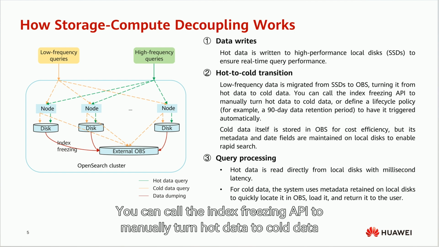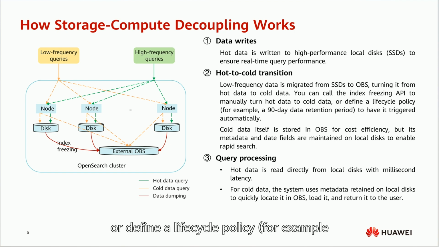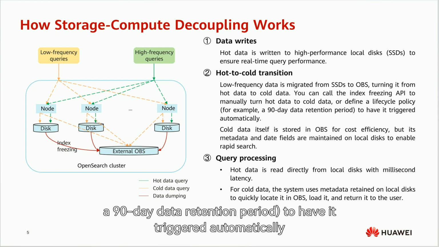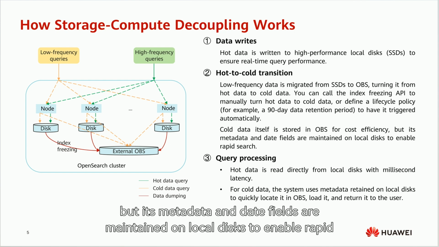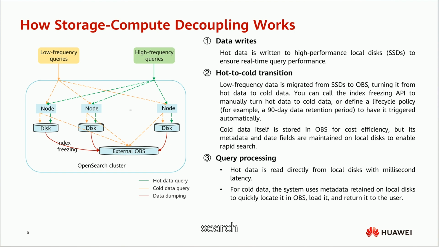You can call the index freezing API to manually turn hot data to cold data, or define a lifecycle policy, for example, a 90-day data retention period, to have it triggered automatically. Cold data itself is stored in OBS for cost efficiency, but its metadata and date fields are maintained on local disks to enable rapid search.